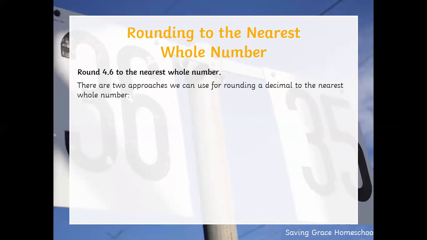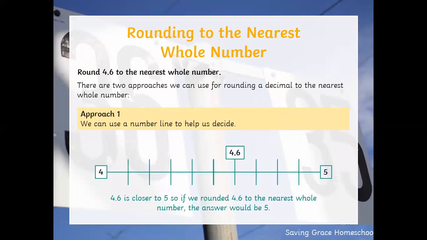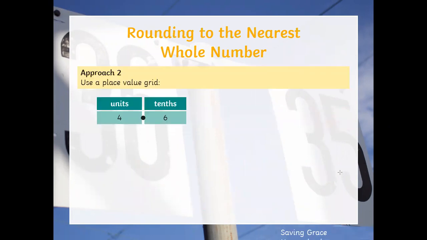There are two approaches we can use for rounding a decimal to the nearest whole number. We can use a number line to help us decide. So here's a number line. 4.6 is closer to 5 than to 4, so if we round 4.6 to the nearest whole number, we will get 5. That means we move it up to 5. This is not the quickest way to do it, because you have to draw a whole line and put all the points in, be very specific. The second approach is a lot better.